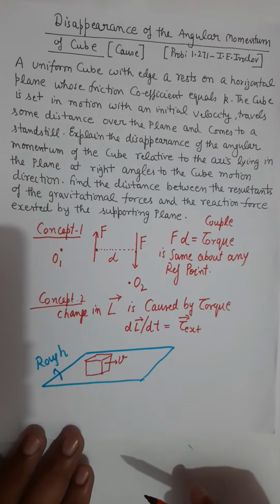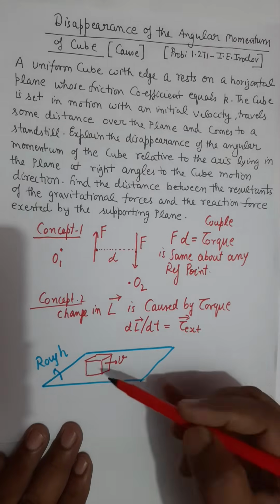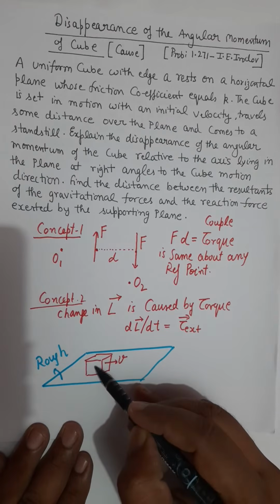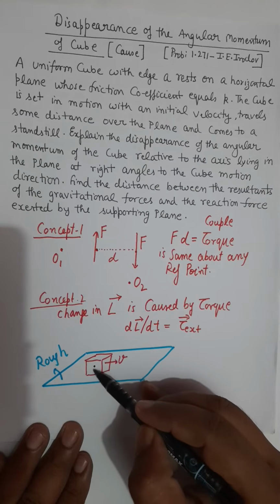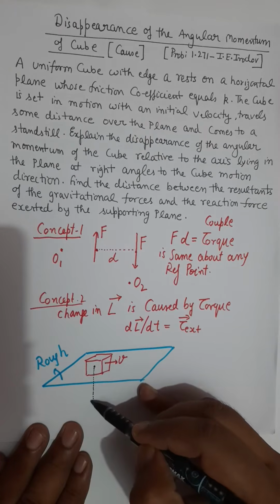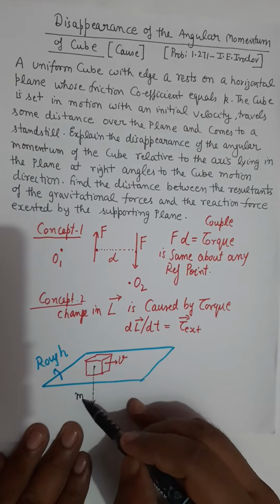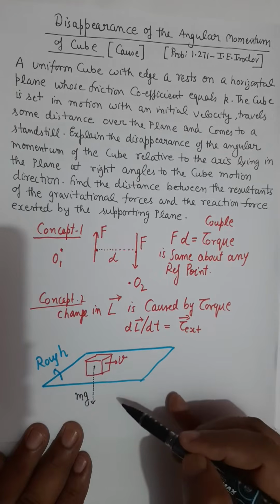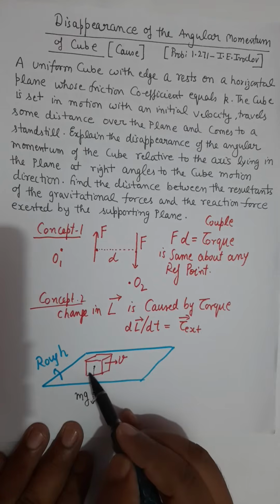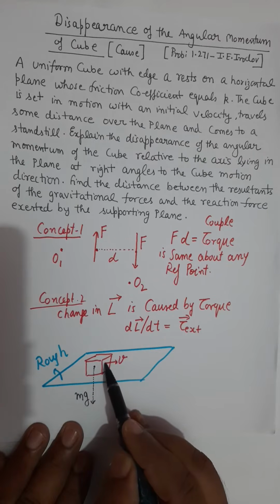Now the question is, what are the forces on this cube? If you consider the forces present on this cube, then at the center of gravity you will have a force called the force of gravity, that is mg. Obviously, a frictional force will be present against the direction of the velocity.